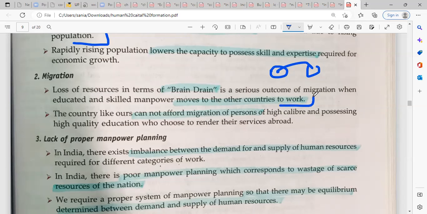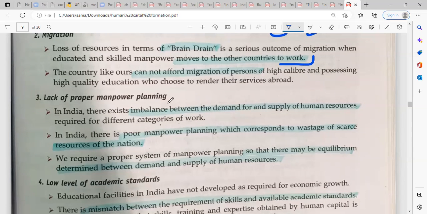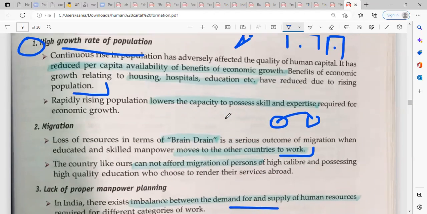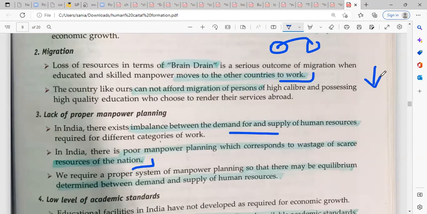Okay. And then lack of proper manpower planning. In India, there exists an imbalance between the demand for and supply of human resources required for different categories. And in India, there is poor manpower planning, which corresponds to the wastage of scarce resources in skills. Already the resources are less, and still there is no management. So because of this also, human capital formation comes down.